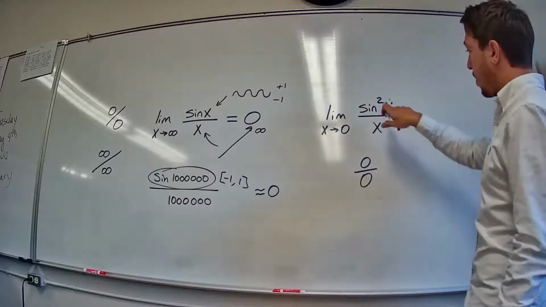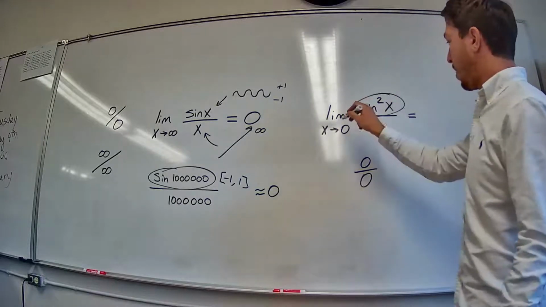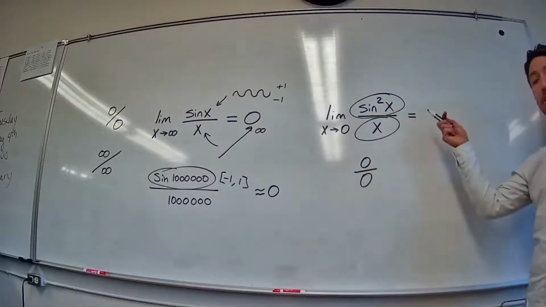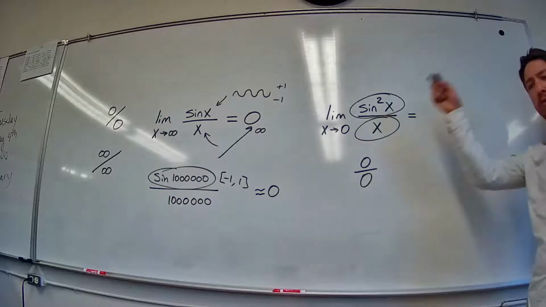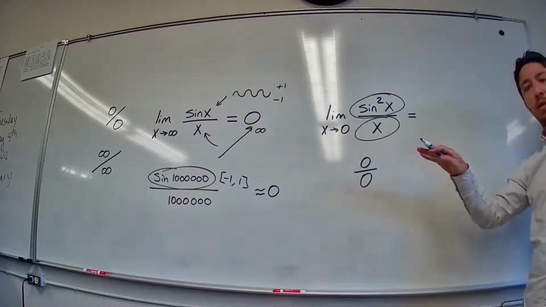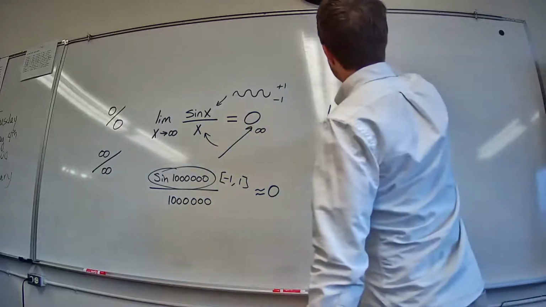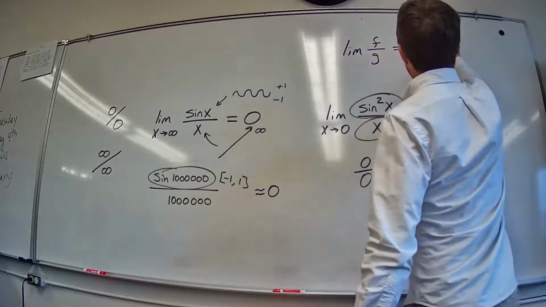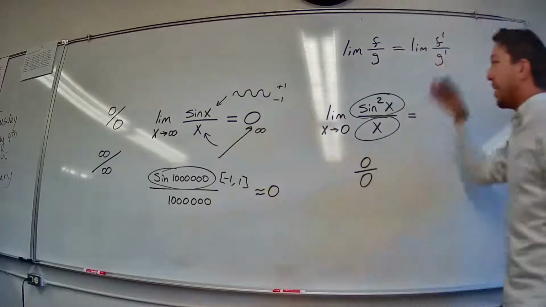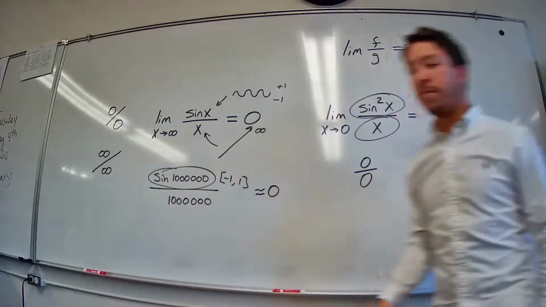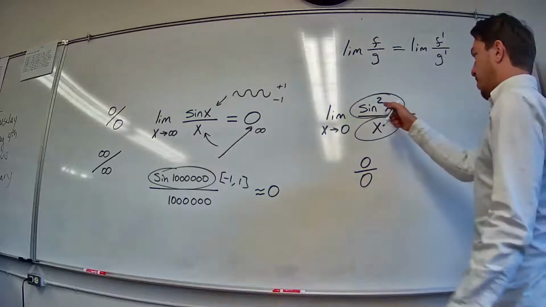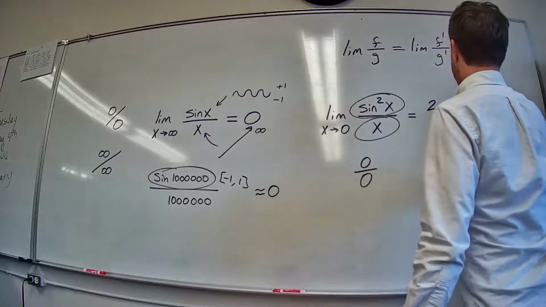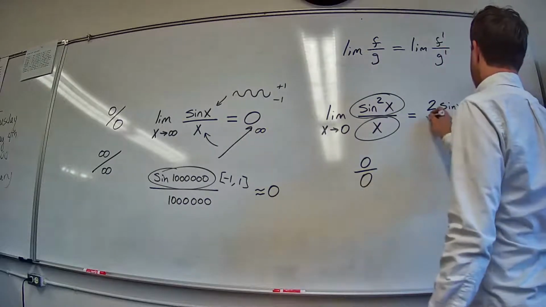But anyway, you take the derivative of the top and you take the derivative of the bottom separately. Now this throws off students all the time. Why? Because they go, I gotta use the quotient rule. No, you don't. That's not what L'Hopital says. L'Hopital says the limit of f over g becomes the limit of f prime over g prime, given that it's an indeterminate form. So the derivative of sine squared of x would be 2 times the sine of x times the cosine of x.